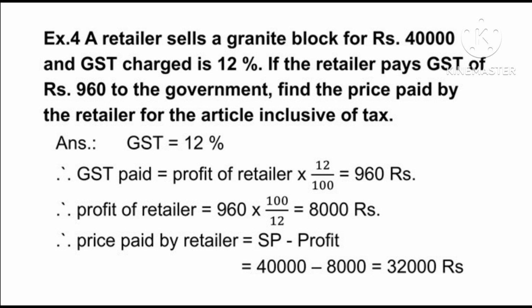Answer: GST equals 12%. Therefore, GST paid equals profit of retailer into 12 upon 100 equals 960 rupees. Therefore, profit of retailer equals 960 into 100 upon 12 equals 8,000 rupees. Therefore, price paid by retailer equals 40,000 minus 8,000 equals 32,000 rupees.